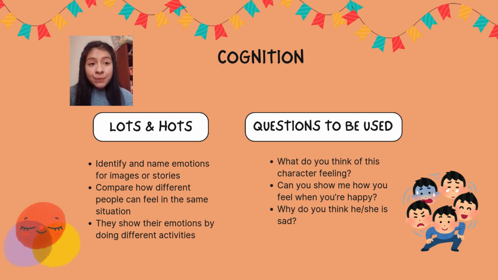Cognition. In this part, we will look at lots and hots questions we can use for the children in this activity. Okay, in the lots and hots part, there is identify and name emotions from images or stories. Also, compare how different people can feel in the same situations. In this part, they show their emotions by doing different activities.